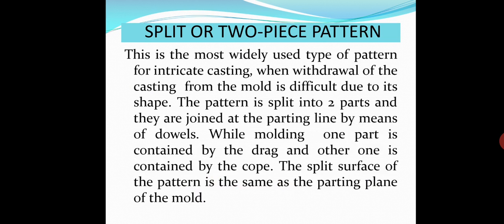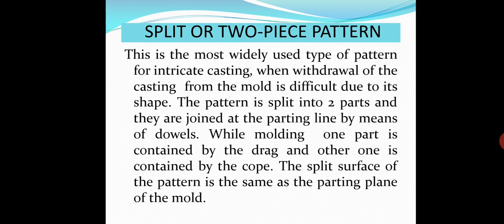Next is split or two-piece pattern. This is the most widely used type of pattern for intricate casting. When withdrawal of the casting from the mold is difficult due to its shape, this type of pattern is used. The pattern is split into two parts and they are joined at the parting line by means of dowels.